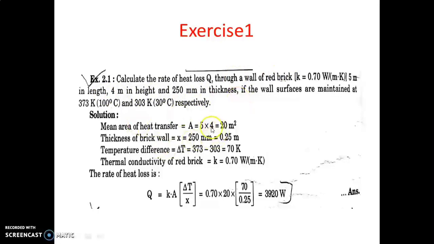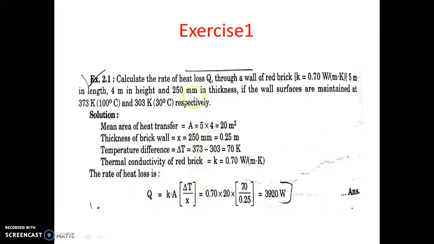So 5 into 4, that is 20 meter square. Thickness of the brick is given as 250 millimeters, so it is converted into meter by dividing by 1000. And temperature difference, that is delta T, means the difference between these two temperatures. So 373 minus 303, we obtain 70 Kelvin. And the thermal conductivity of brick is given as 0.70 watt per meter Kelvin.